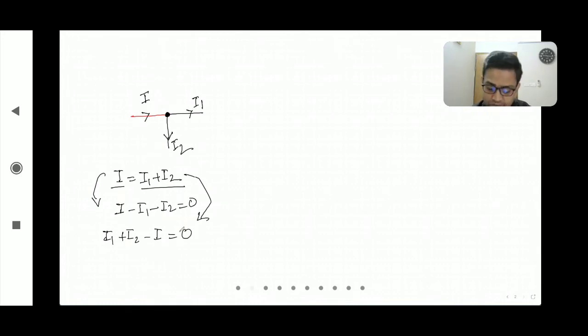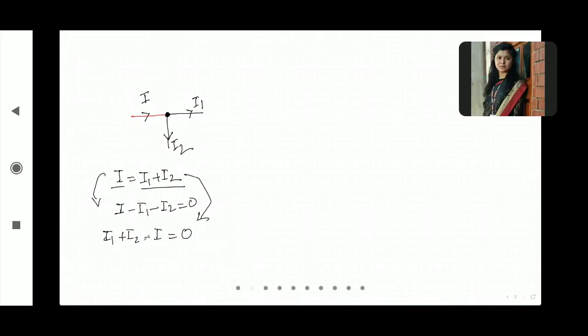If you think that I1 and I2 are positive, then I should be negative, the opposite side. So you can also write the same equation like this. So you can explain Kirchhoff's current law in this way. Fine? Yes, sir. So that is Kirchhoff's current law.